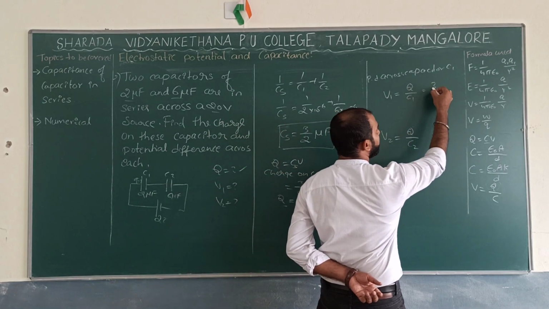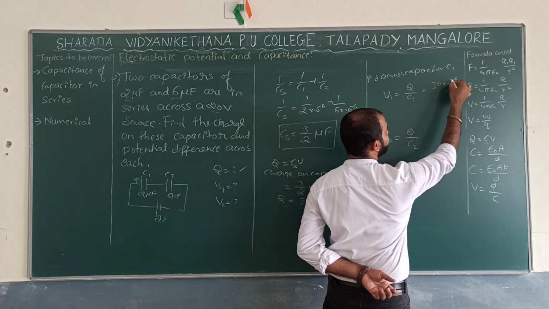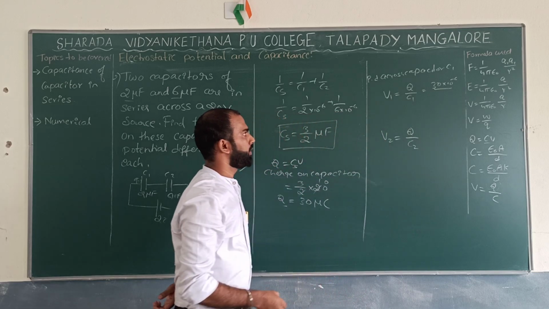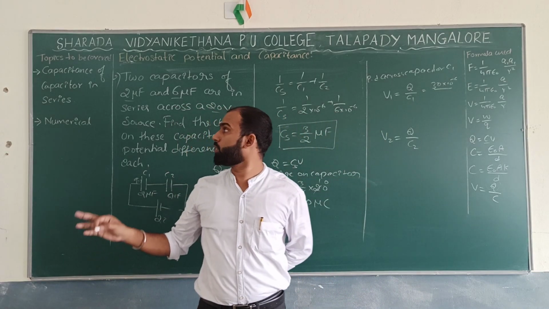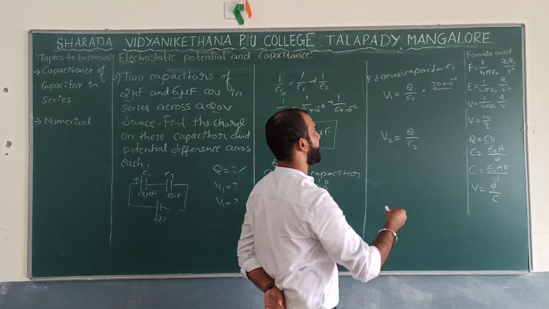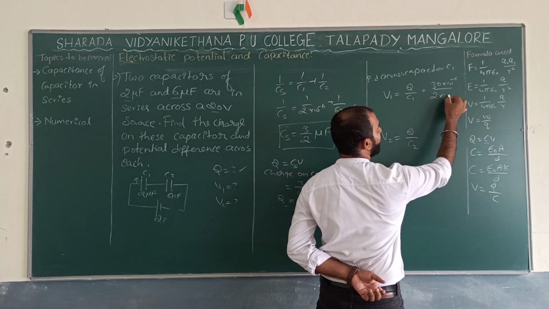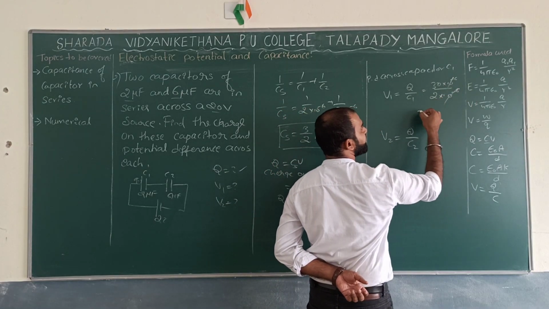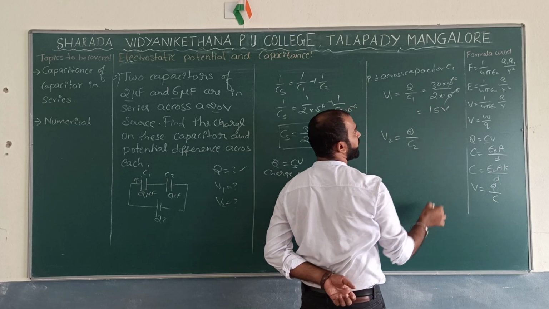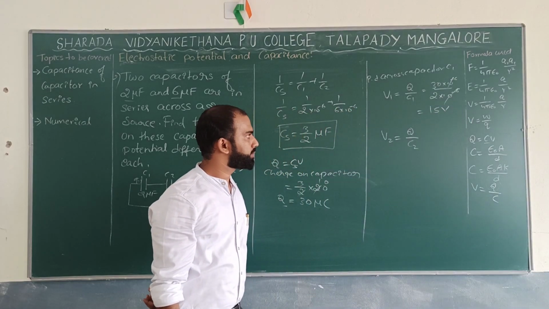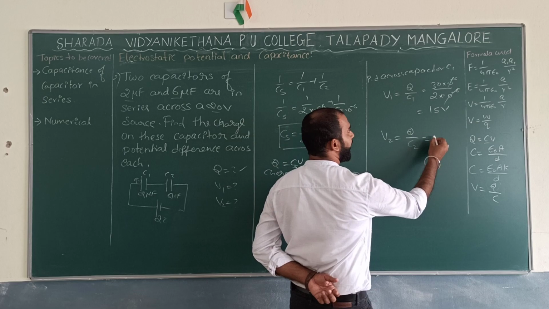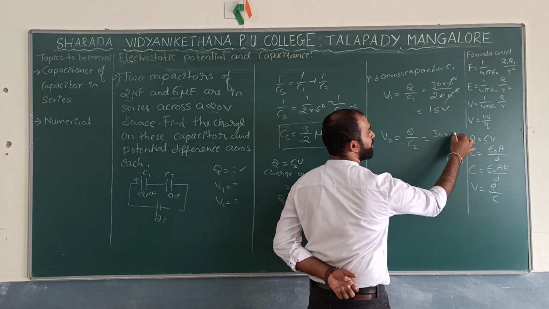That is 30 into 10 to the power minus 6 divided by the C1 value. What is the value of C1 we have? That is 2 microfarad, 2 into 10 to the power minus 6. This will get cancelled, which is nothing but 15 ohm. Correct? Next, Q value we have 30 into 10 to the power minus 6.